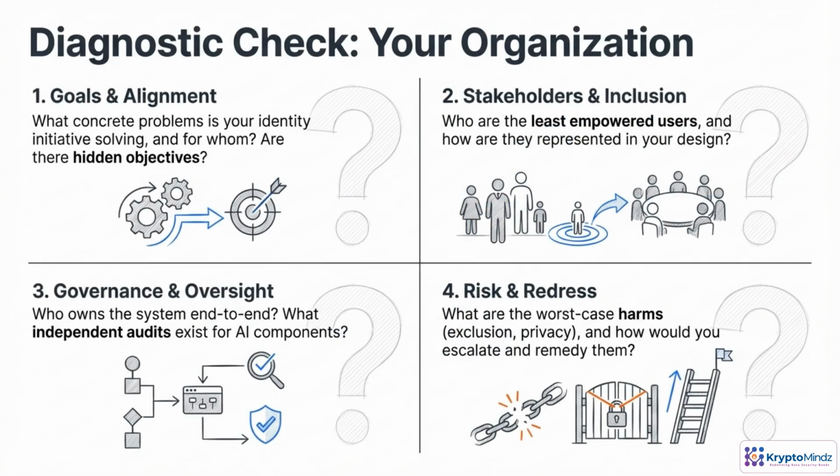Use these 4 questions as a reality check for any identity or AI initiative. First, be explicit about the problems you're solving and whose goals drive them. Second, surface your least empowered users and test designs from their perspective. Third, clarify end-to-end ownership and require independent audits of models and data. Finally, pre-map worst-case harms and define clear escalation and remedy paths before something goes wrong.